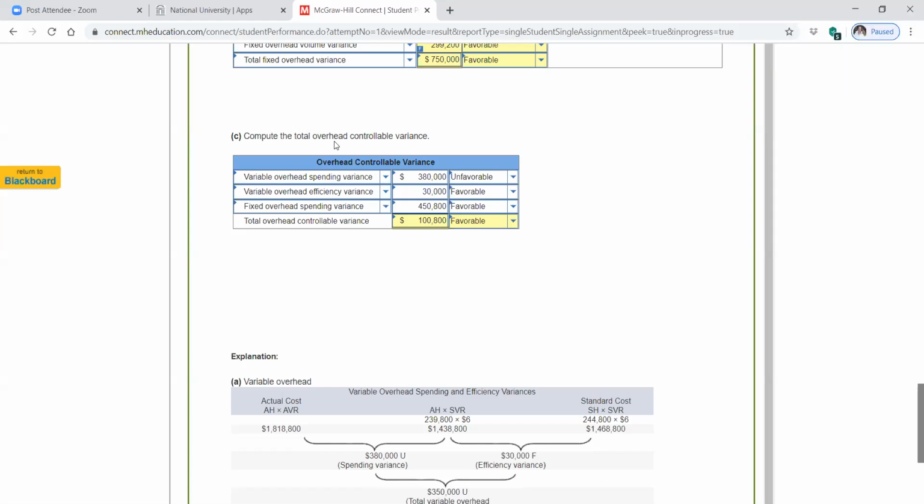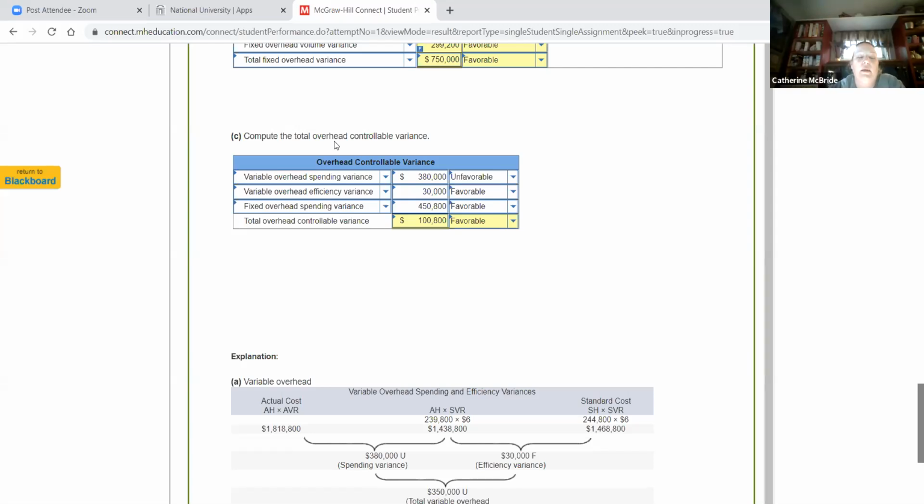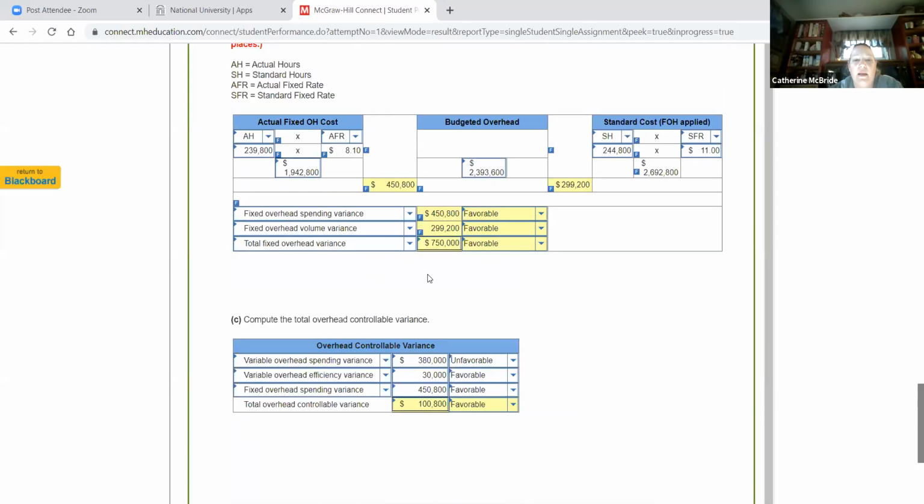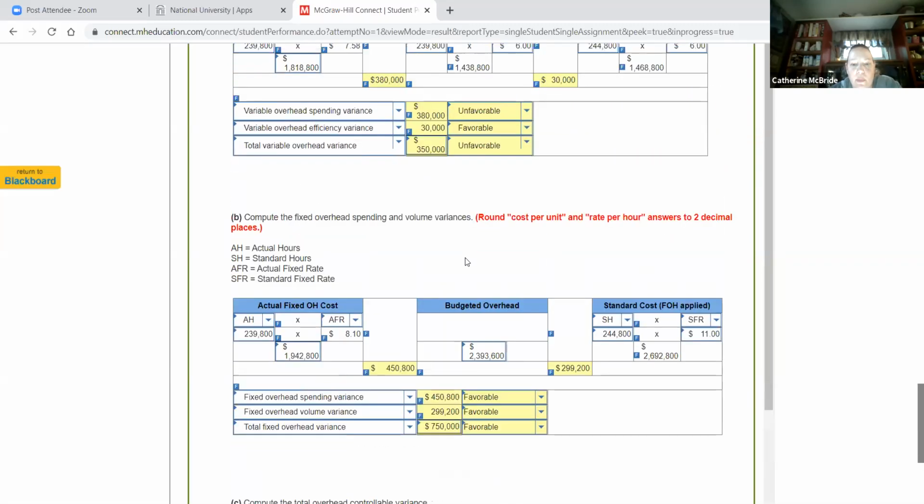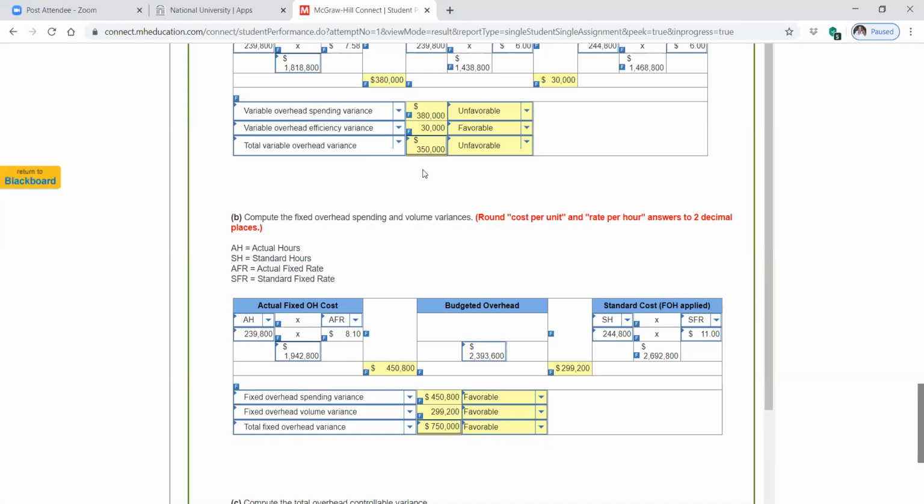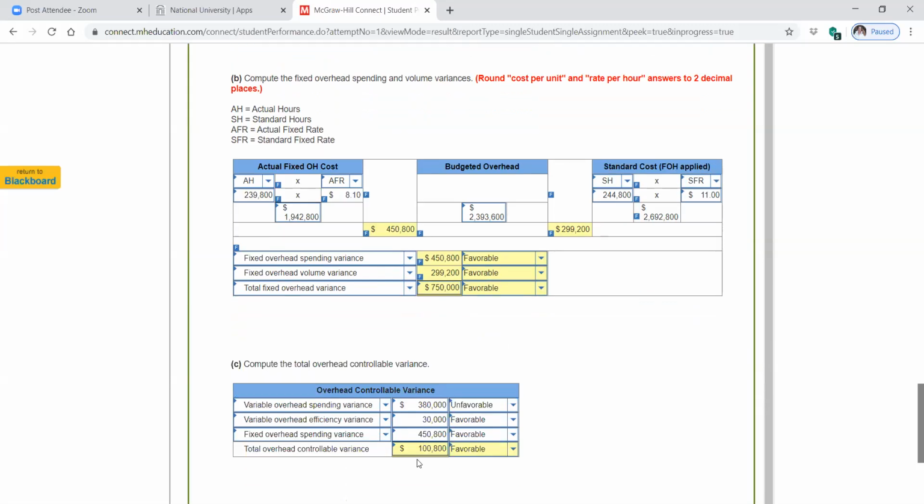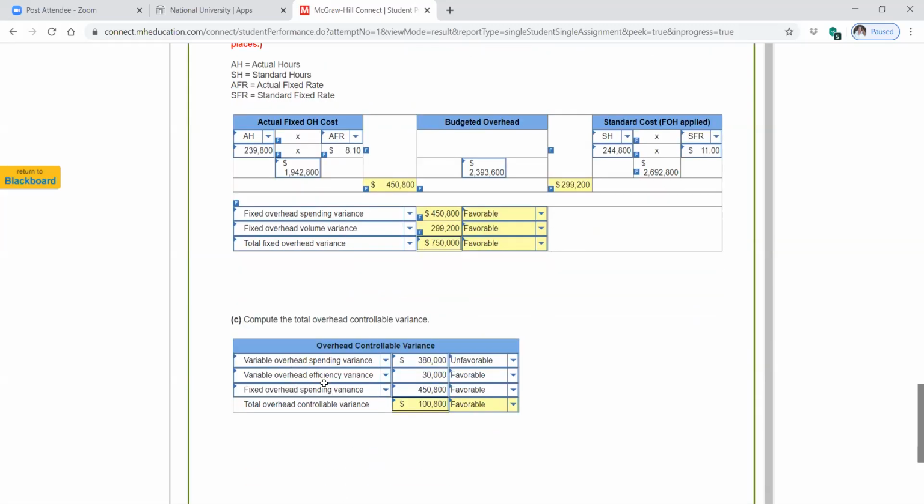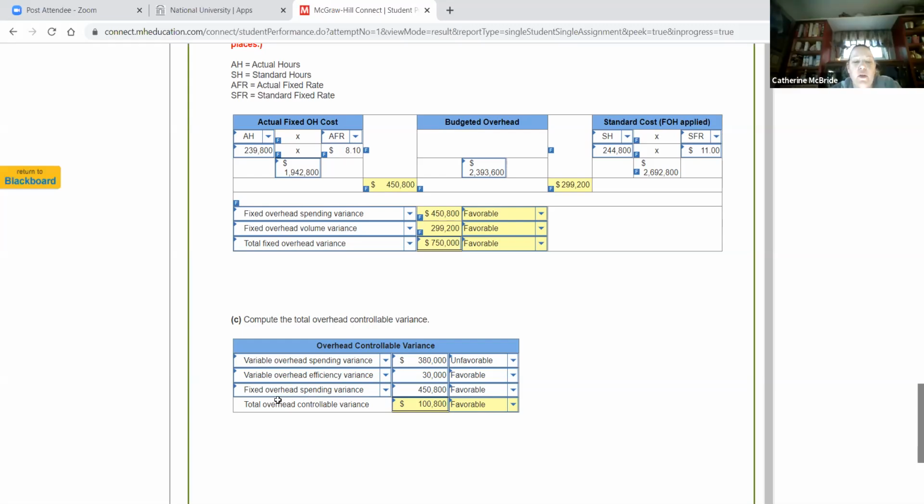What I'm wondering is, why are you only computing the total? So $750. I would have to include controllable. You have control over the fixed overhead spending, how much we spend on it. You don't have control over efficiency when it's fixed.